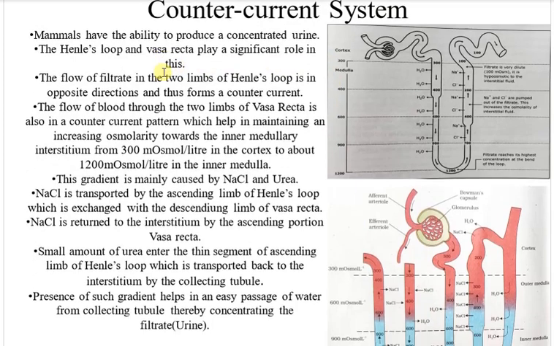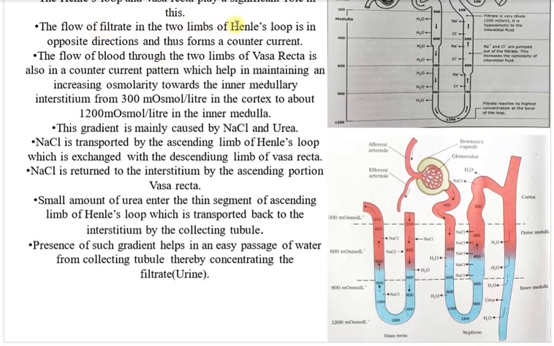The flow of filtrate in the two limbs of Henle's loop is in opposite direction and thus forms a counter current. I have already told this. The flow of blood through the two limbs of vasa recta is also in a counter current pattern, which helps in maintaining and increasing osmolarity towards the inner medullary interstitium, from 300 milliosmol per liter in the cortex to about 1200 milliosmol per liter in the inner medulla.